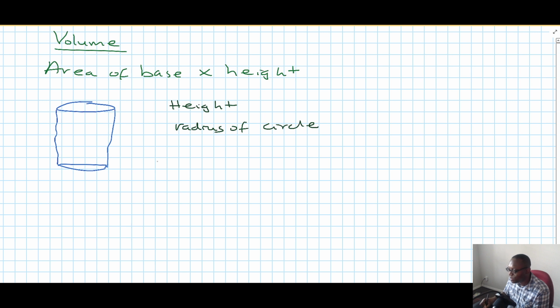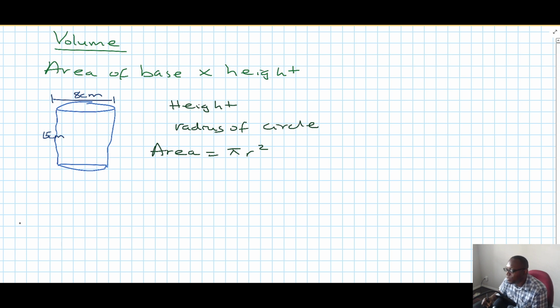The base is a circle, so the area is going to be pi r squared. And then we multiply that by the height for the volume. So let's stick with the area first. So the area is pi r squared. Let's give some fictional numbers here. Let's make the height 15 centimeters, and let's make this a diameter of 8 centimeters, for example.